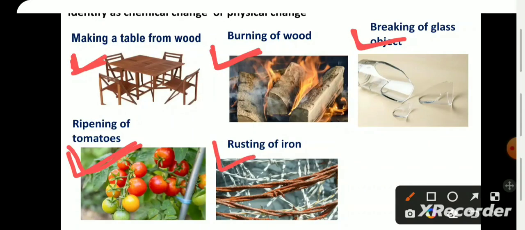Fifth, rusting of iron. Tell me, is it a chemical change or a physical change? Very good. It is a chemical change, because when iron comes in contact with moisture and air, a reddish brown coating of iron oxide is formed on the surface of the iron. So here also a chemical reaction is taking place. So rusting of iron is a chemical change. I hope you now understood how we can distinguish between a physical change and a chemical change.